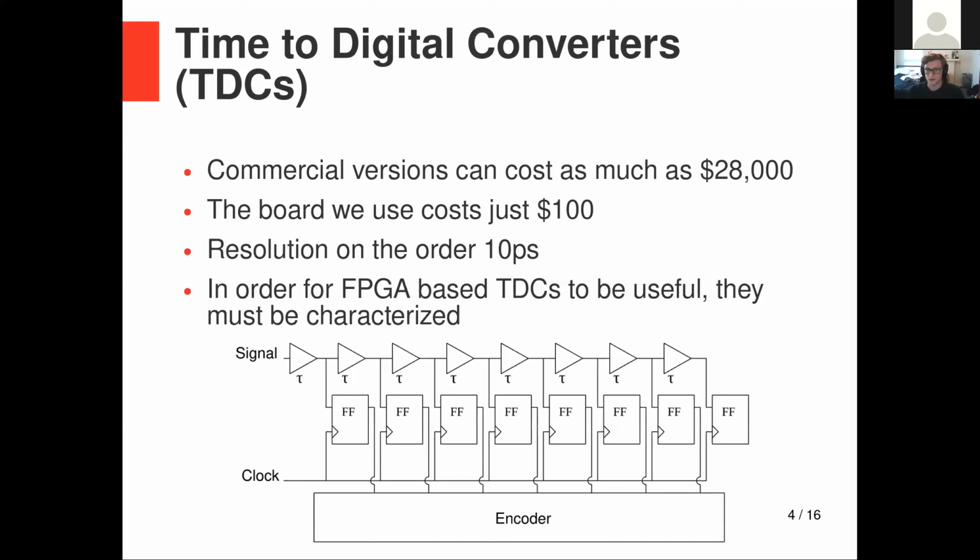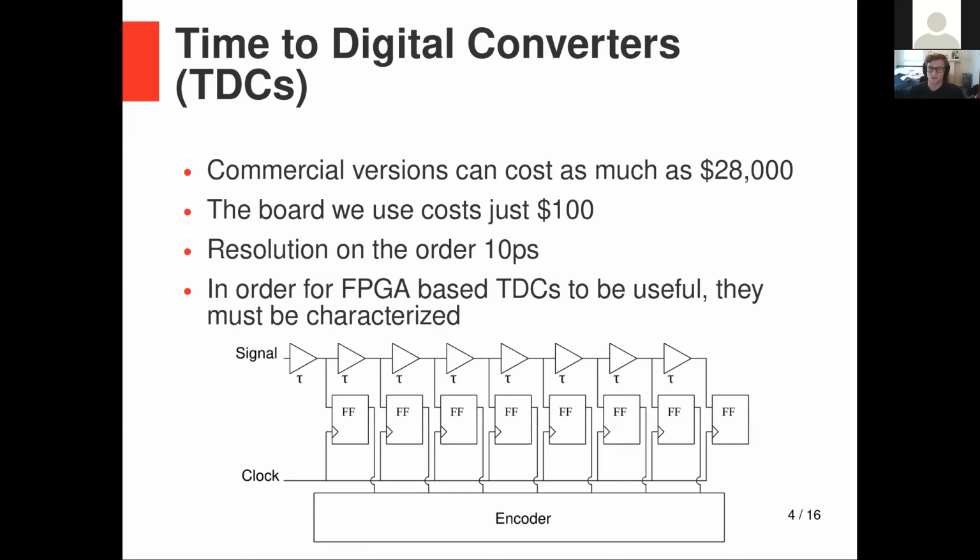So commercial versions of these can cost as much as $28,000. That is how much our research group, Dr. Gauthier and Dr. Lafayette, my PIs, paid for a system that does this just recently. They can be very expensive. But this board that we're using costs just $100. So that's quite a bit of improvement. If we can get anywhere near the performance of that device with a $100 board, then it's worth it easily.